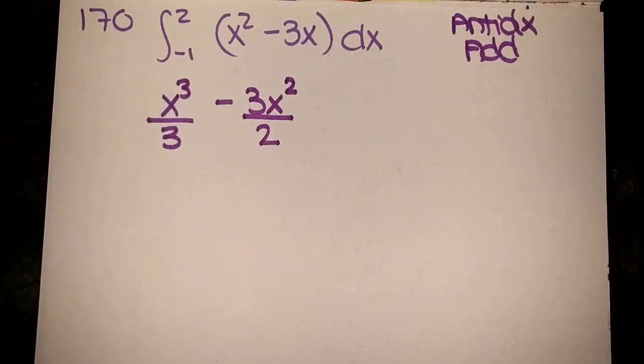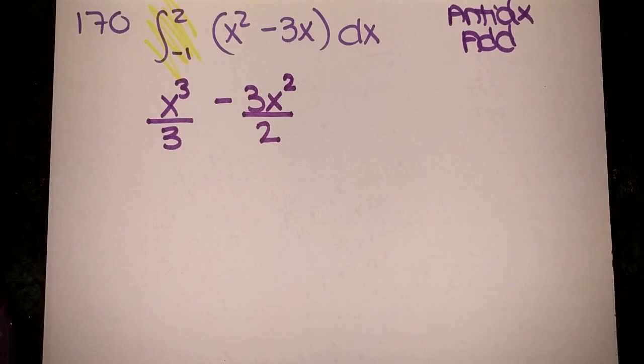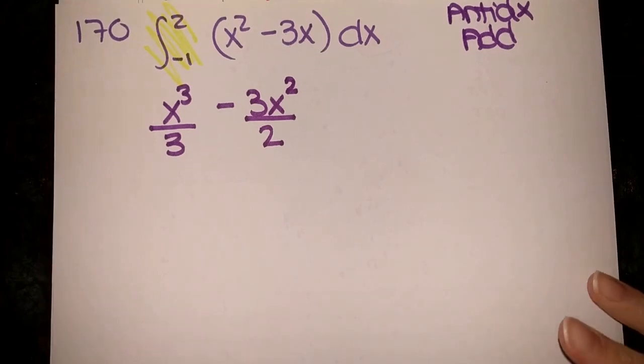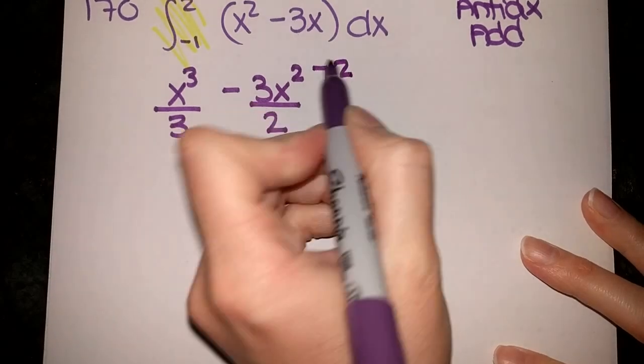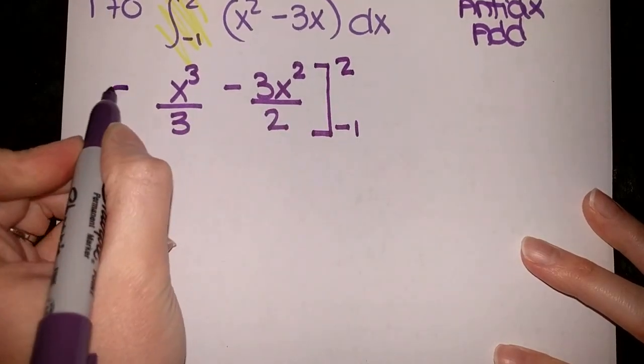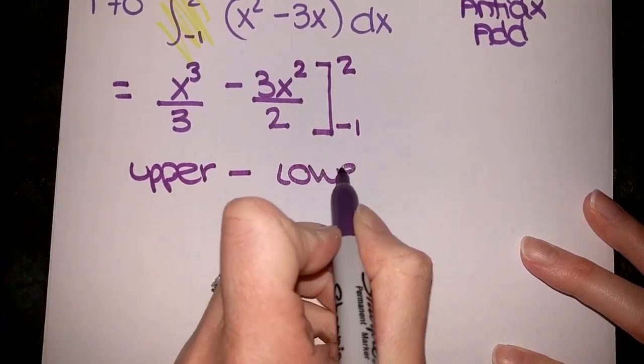Now, what is different about this question is that we have our bounds. So that means that we have a definite integral. And when we have a definite integral, we are going to write our little bar and say it's from -1 to 2. And then we will plug in the upper bound first minus the lower bound plugged in.